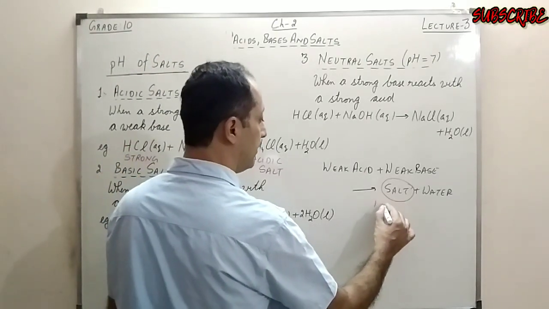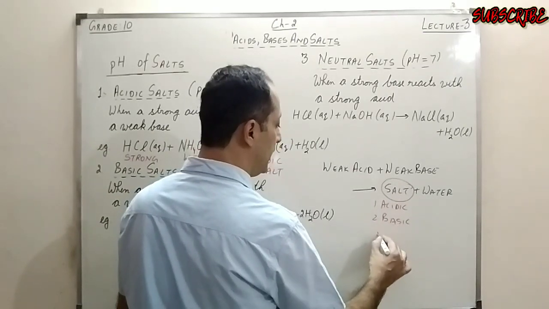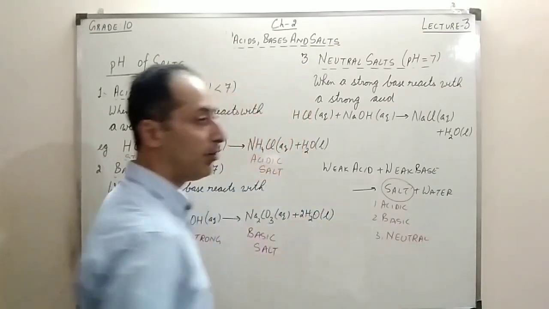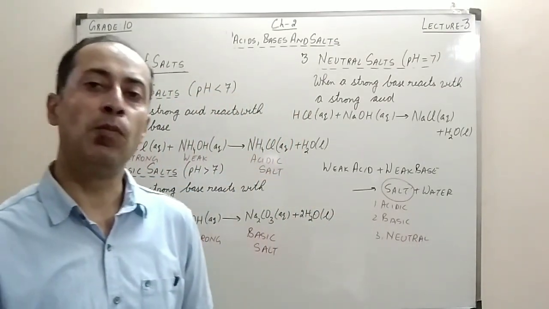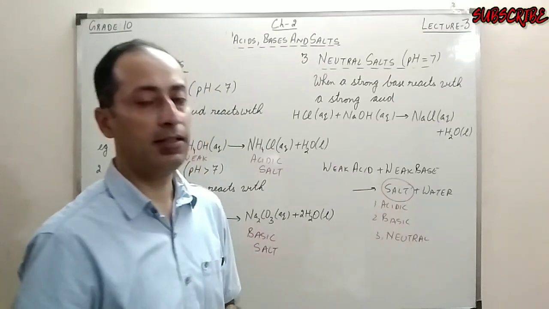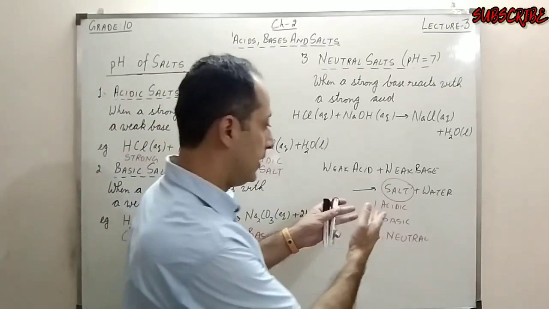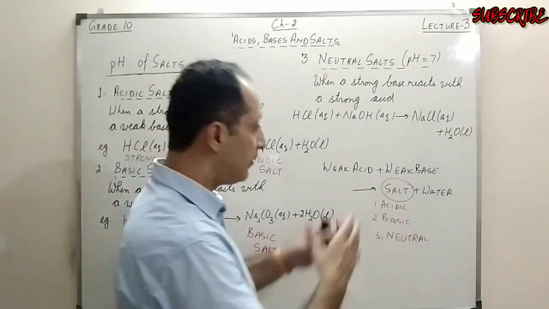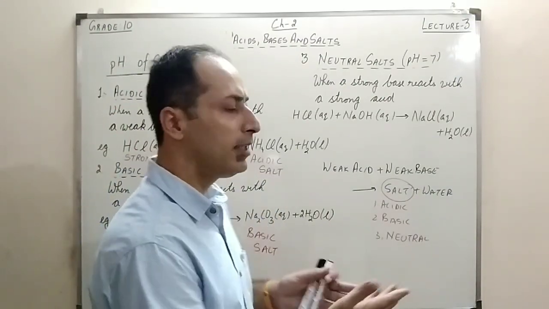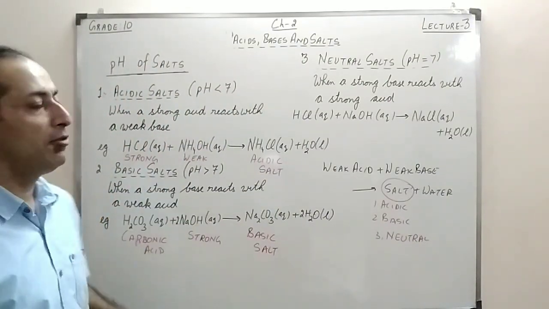It can be acidic, it can be basic, and it can even be a neutral salt. And that depends upon which ion is more in number. If the number of hydrogen ions is more, it could be slightly acidic. The weak acid gives a little more hydrogen ions, so the salt can be slightly acidic. And if the weak base gives more hydroxide ions, then the salt can be slightly basic. But if they are equal, then a neutral salt will be formed. So this was about the pH of salts.